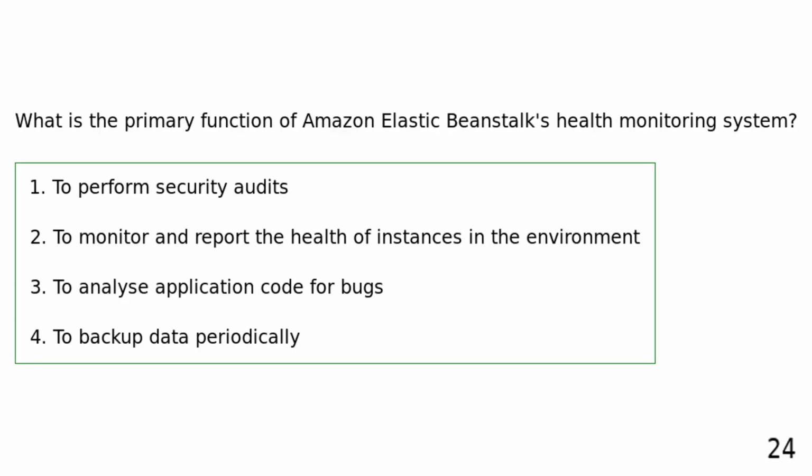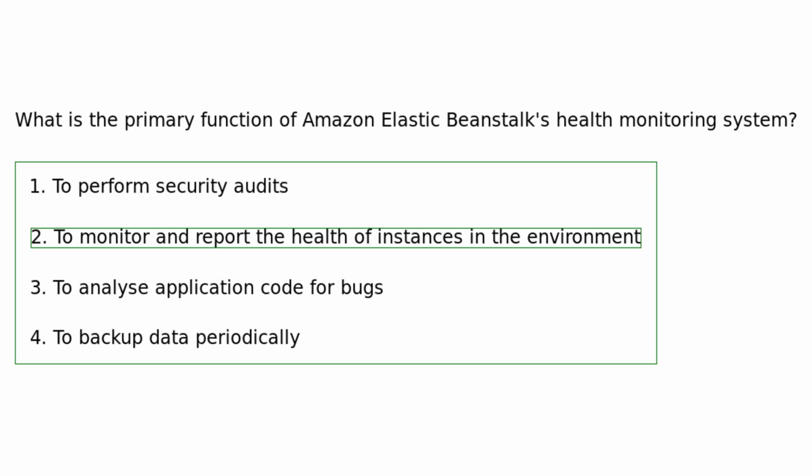What is the primary function of Amazon Elastic Beanstalk's health monitoring system? To perform security audits. To monitor and report the health of instances in the environment. To analyze application code for bugs. To back up data periodically. Elastic Beanstalk's health monitoring system checks and reports the health status of instances running in the environment.